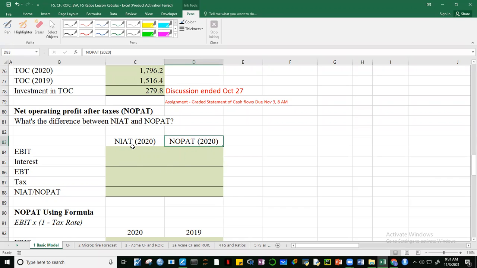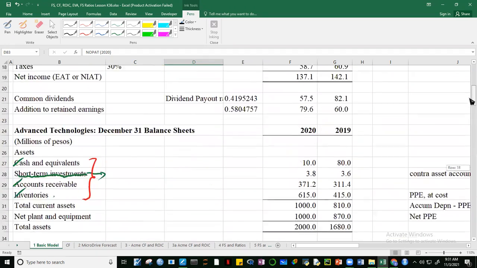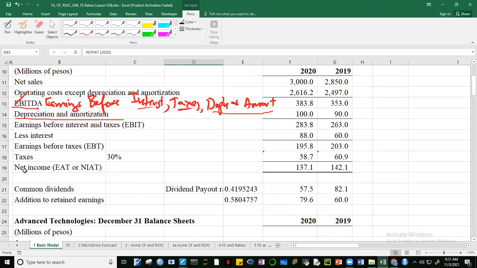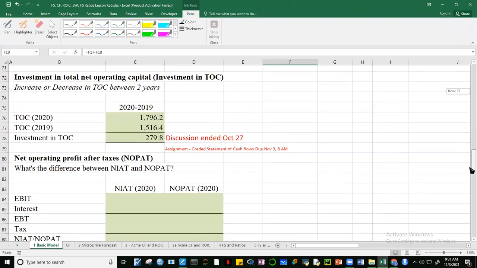The NIAT, the net income after tax for 2020, we can easily copy it from the income statement itself. Okay, we find it here, guys. So if we go to the income statement, we find here the net income after tax, 137.1. So we just copy what's here in the income statement. We just copy it below.